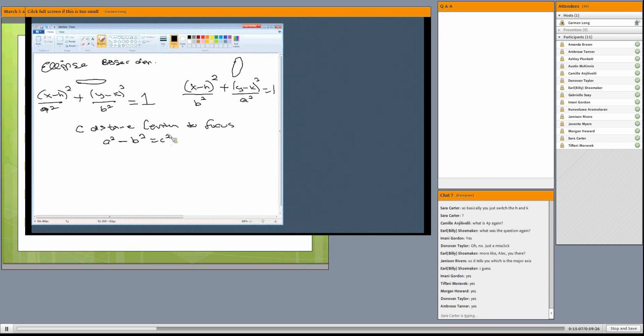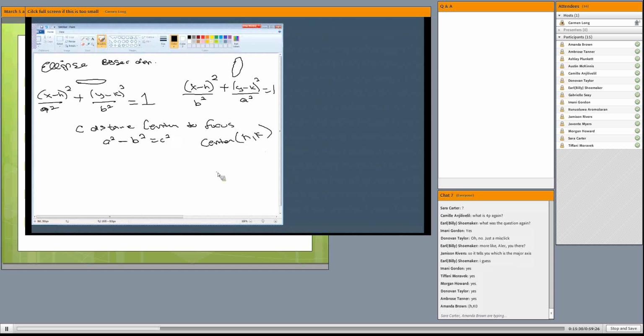Okay, and what's the center? What are the letters that represent the center, as in all conic sections? There you go. Everybody's typing fast. Oh, that's right. h, k. That's right. Type that in the chat, in the Q&A pod.